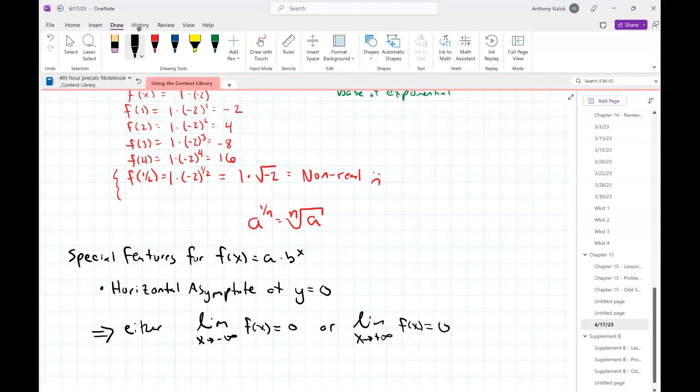Now, in general, for a horizontal asymptote, one of these limits would be fine. Could both of them hold? Yes. Will that happen for an exponential function? No.